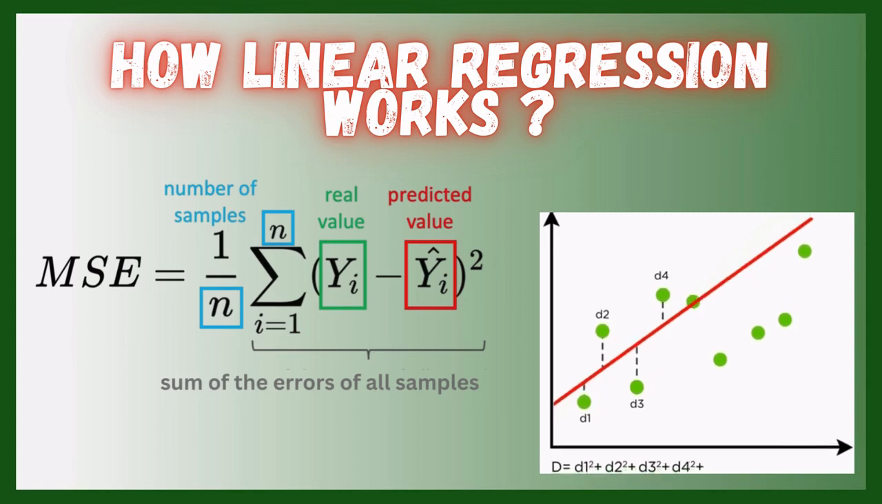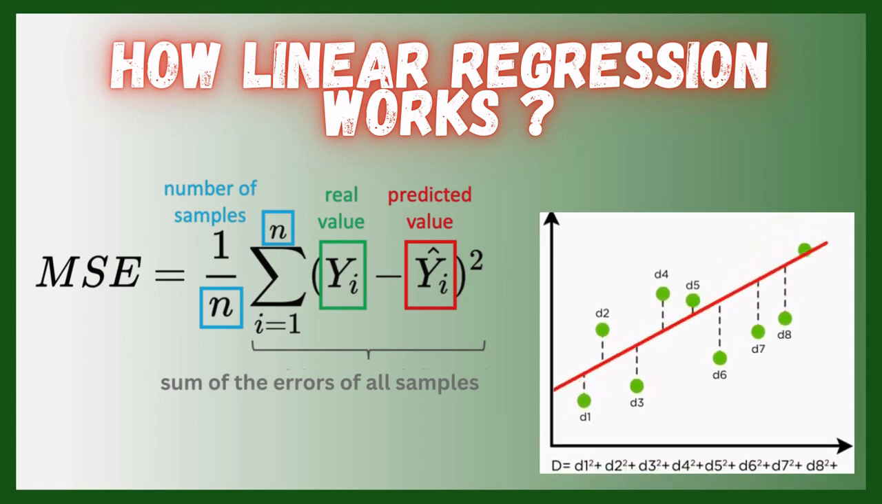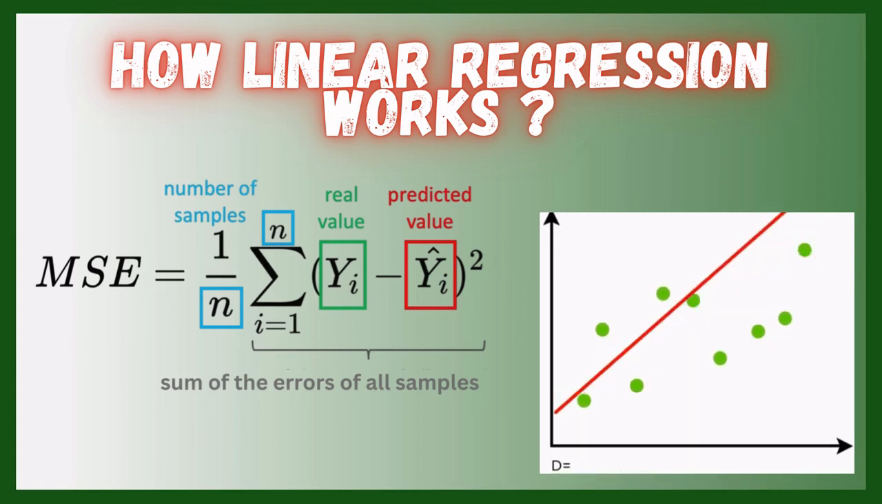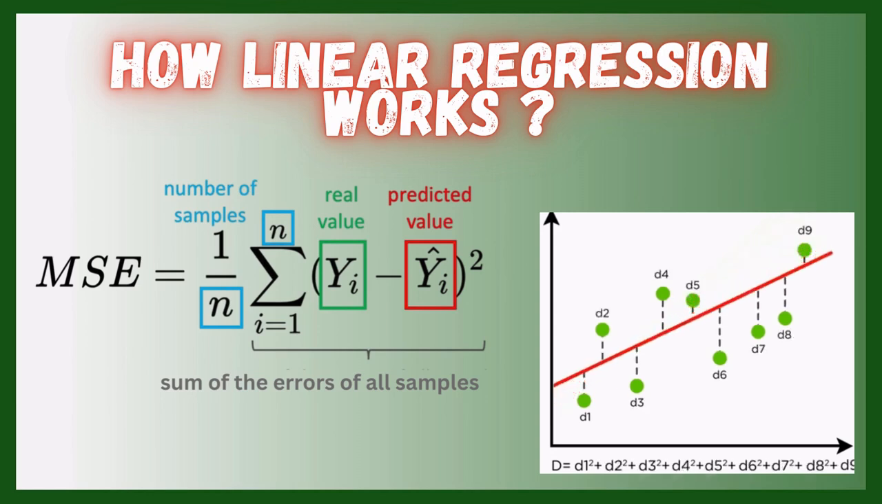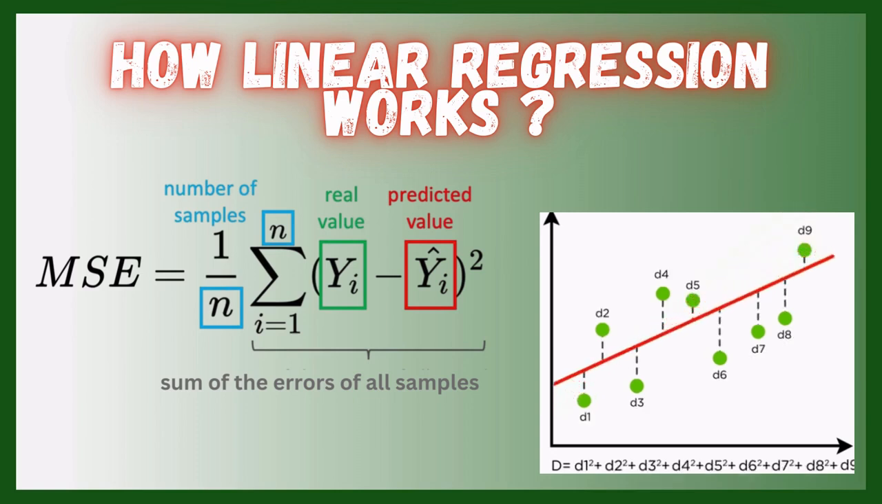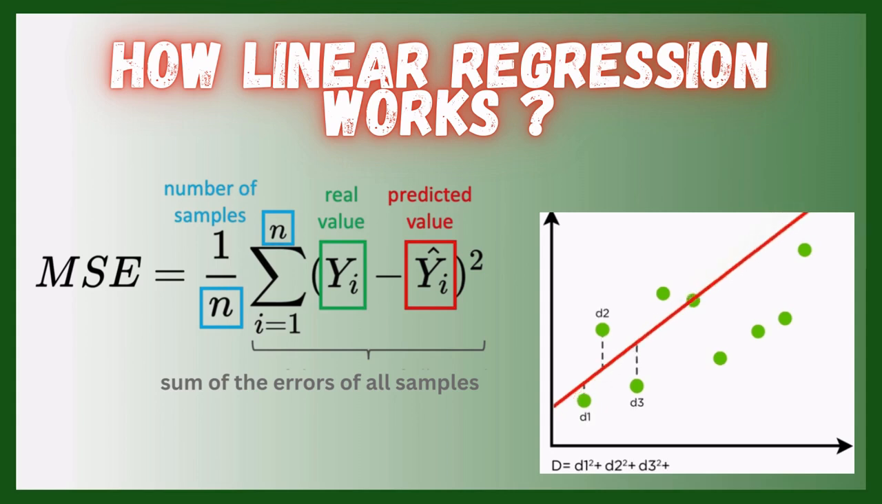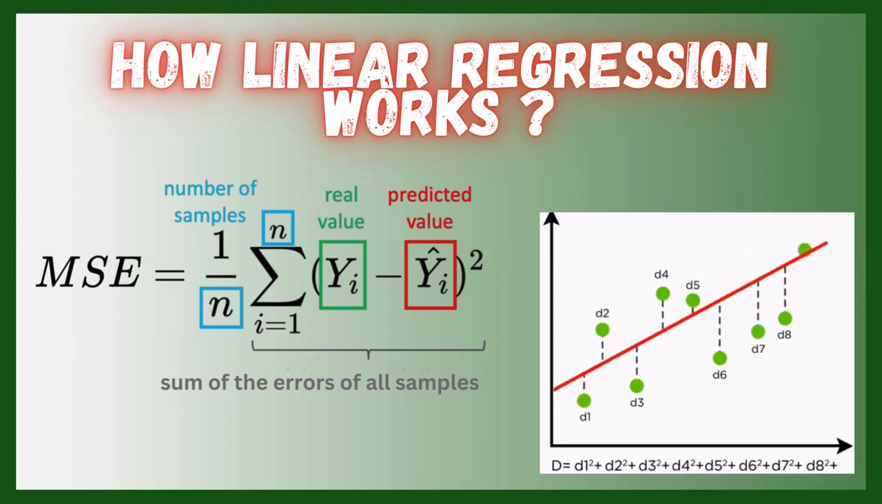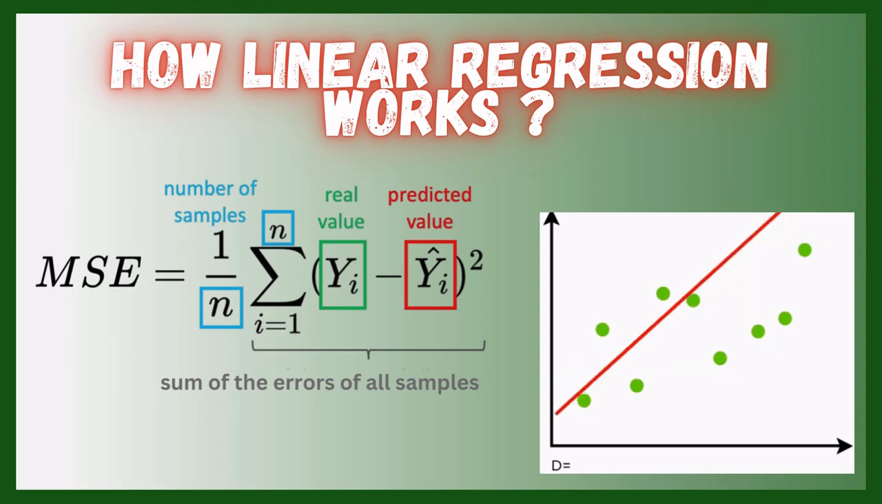So how does linear regression find the best fit line? We define a loss function that quantifies the difference between the actual value of the target and the predicted value. The most commonly used loss function in regression problems is the mean squared error, MSE. The smaller the value, the better, which means that the line fits better.